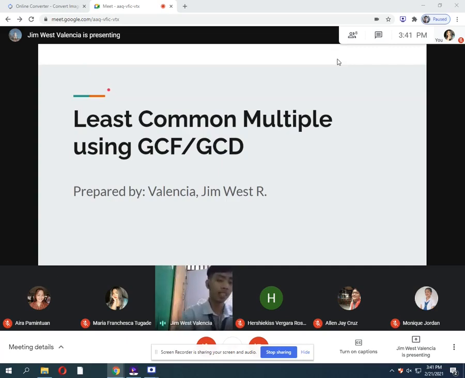Last meeting, we discussed the least common multiple using prime factorization and continuous division. Now, our topic for today is the least common multiple using GCF or GCD. Nakikita niyo po ba?